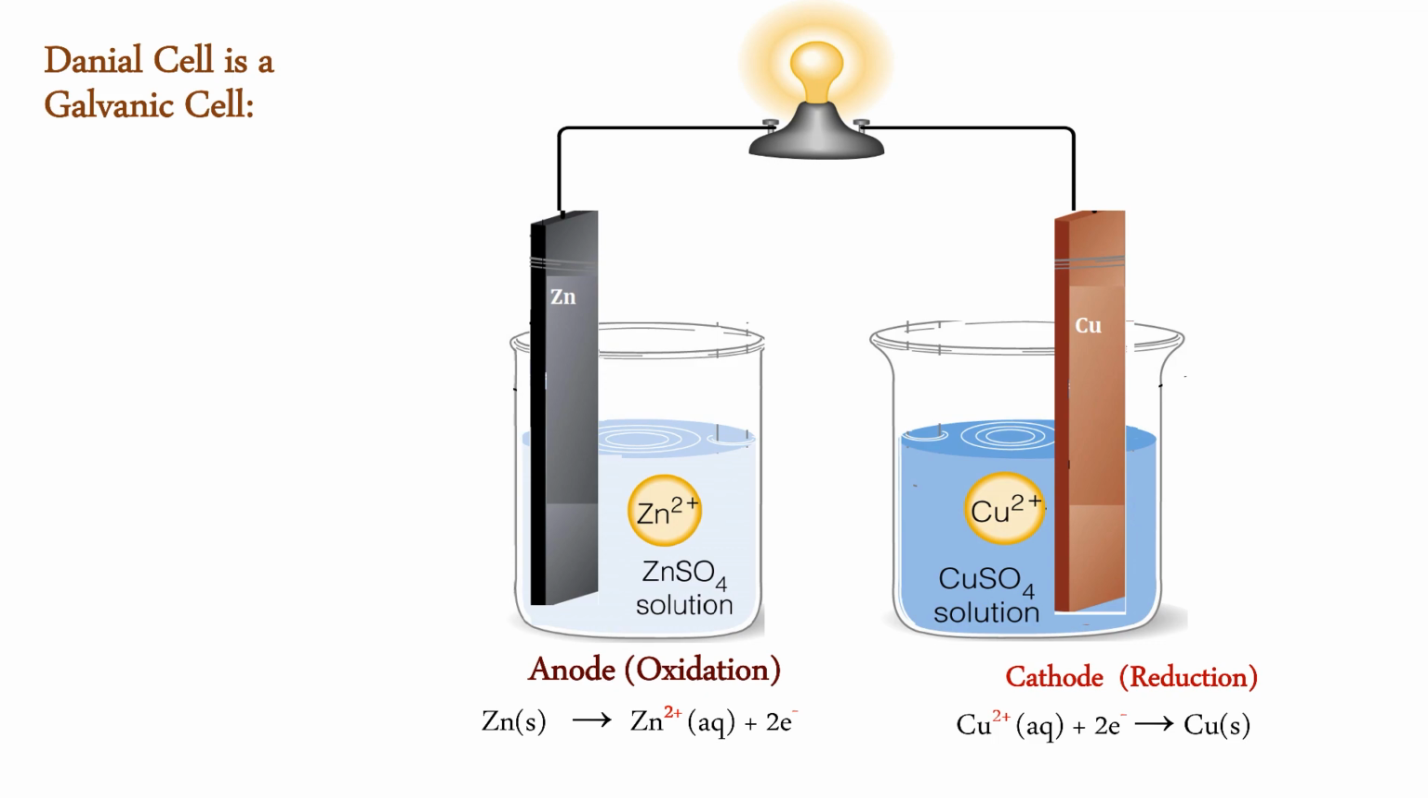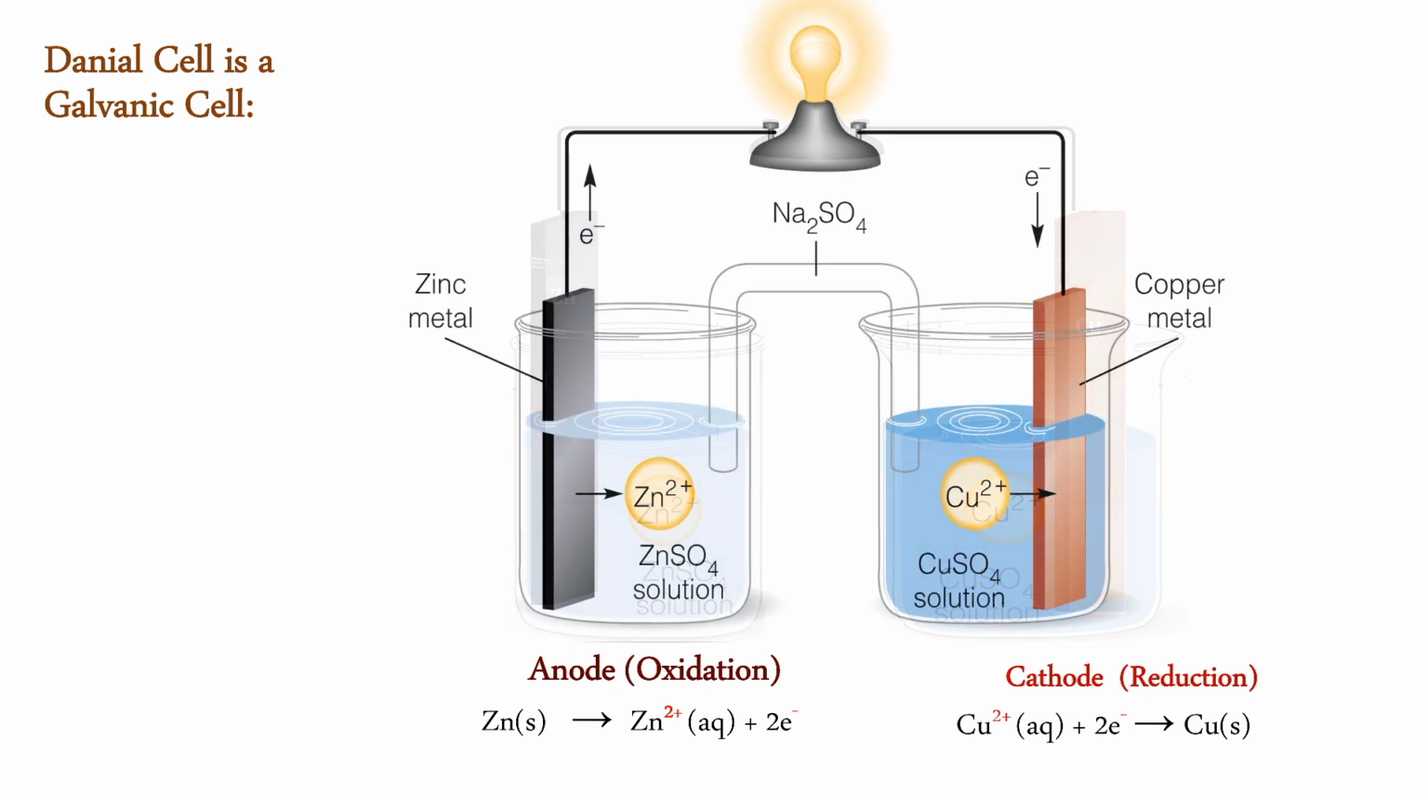So gradually, the zinc sulfate solution will become positive and the copper sulfate solution will become negative. This imbalance of the charges will slow down the process, and the cell will gradually fade away. To solve this problem, you can use a salt bridge, a bridge connecting these 2 solutions together.